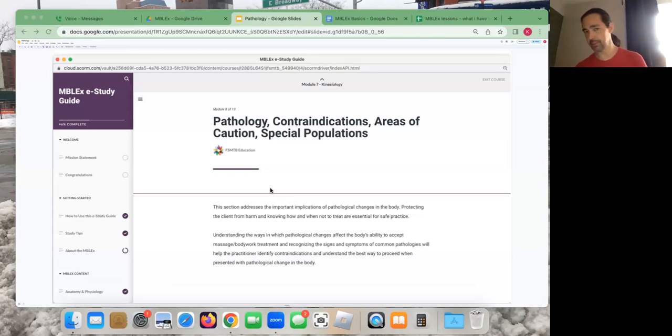So this section is called Pathology Contraindications, Areas of Caution and Special Populations. This section addresses the important implications of pathological changes in the body. Pathological means diseased or disease generating. Protecting the client from harm and knowing how and when not to treat are essential for safe practice.